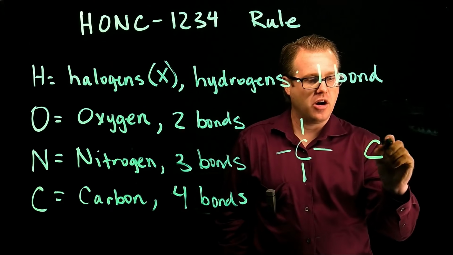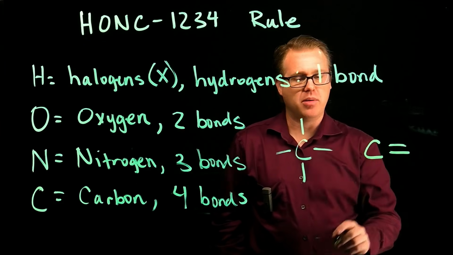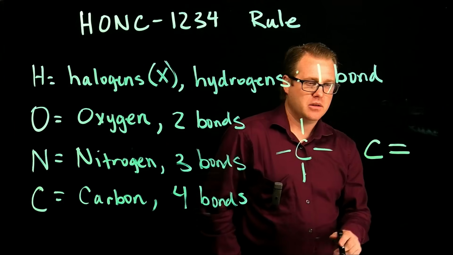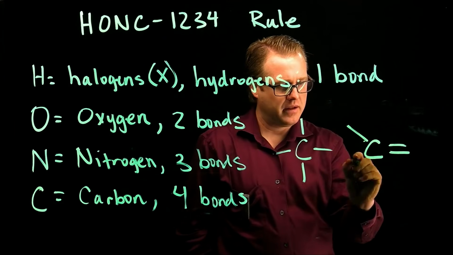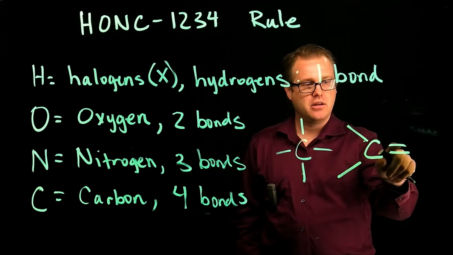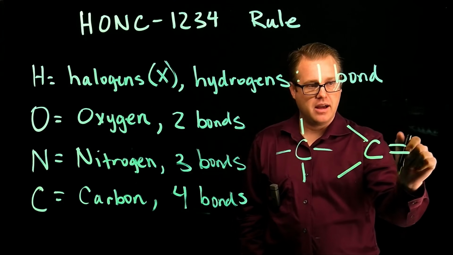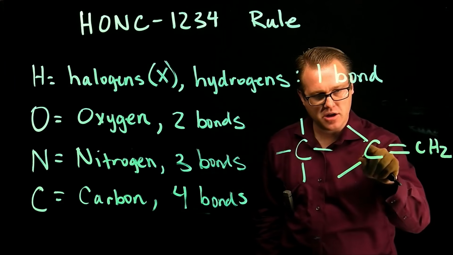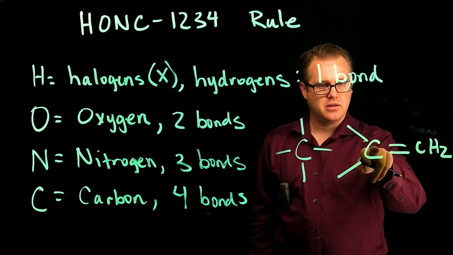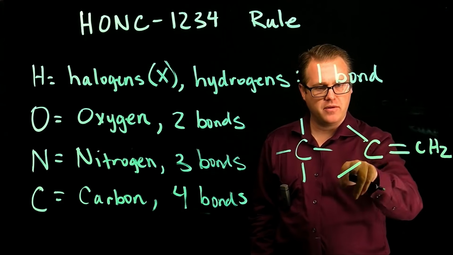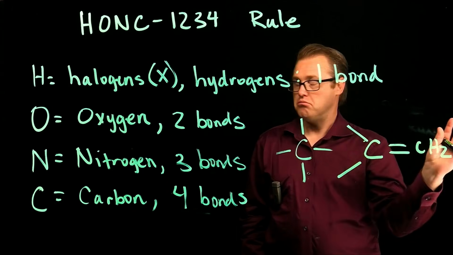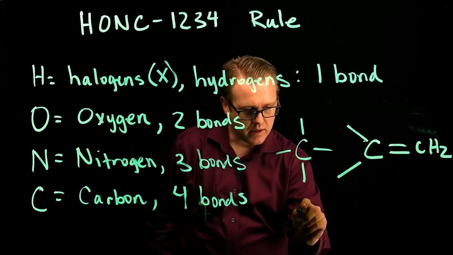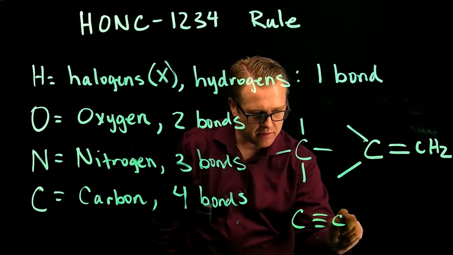What if we had a carbon with a double bond? Right there, what do we have? This carbon has a double bond. And we'll make it look like a real molecule here. I'm focusing on this carbon right here. 1, 2, 3, 4, 5, 6, 7, 8. No lone pairs. What if we had a carbon with a triple bond?